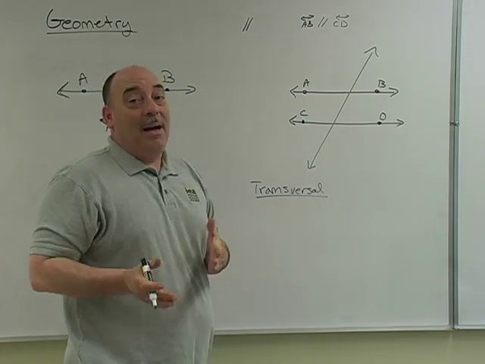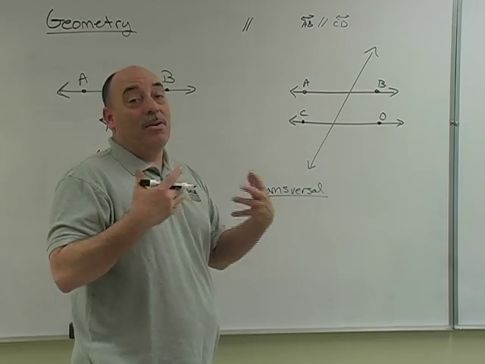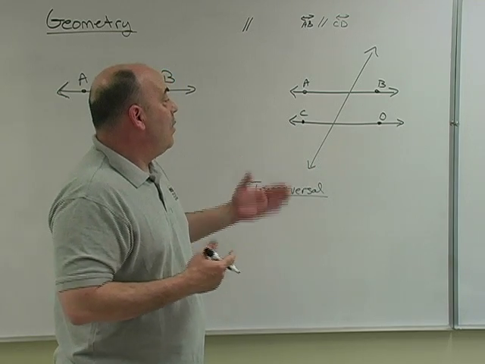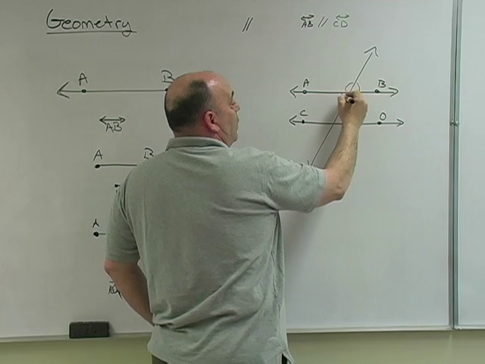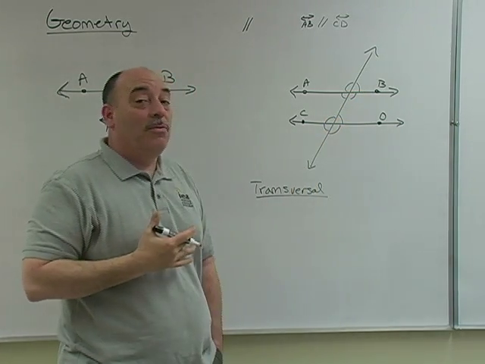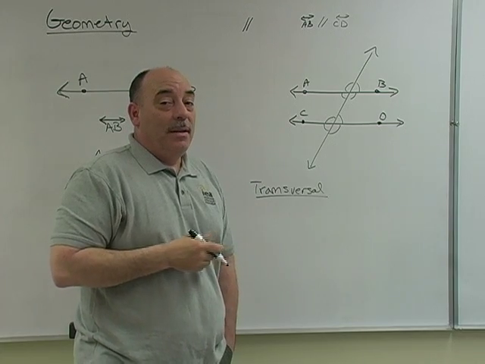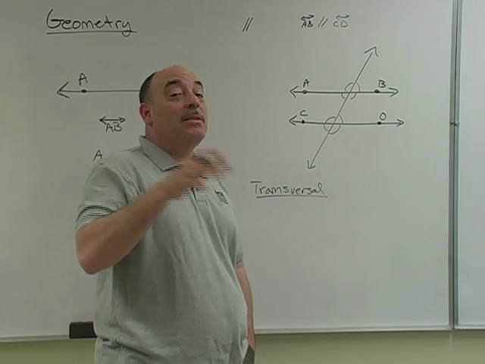And what we have now is a situation in which angles are being created. And as you may notice here, the angles are this one, this one, this one, this one, this one, this one. There's a total of 8 angles that have been formed by this transversal. Now, in the next lesson, we'll start to discuss what the relationship is with these angles.